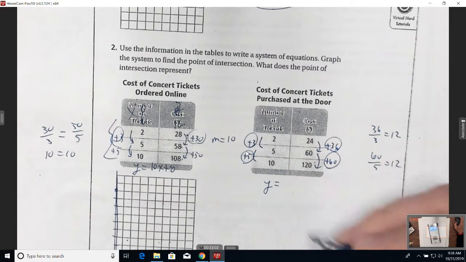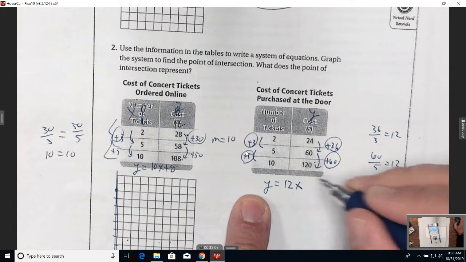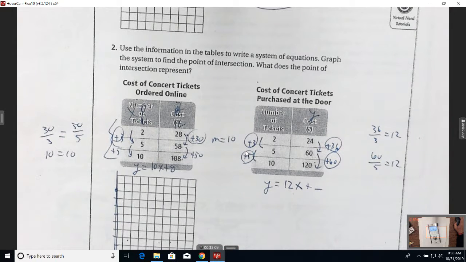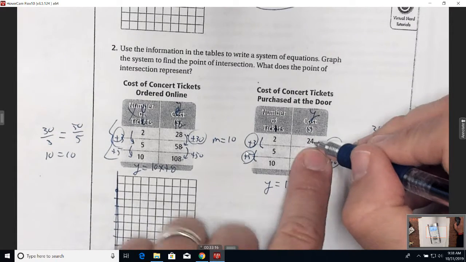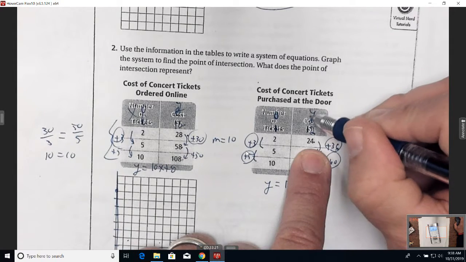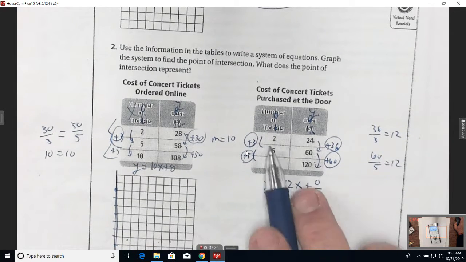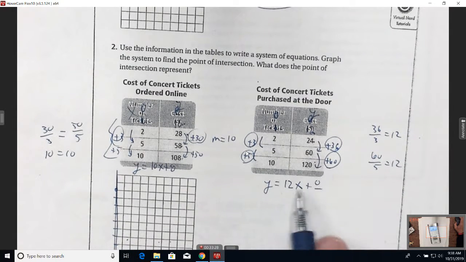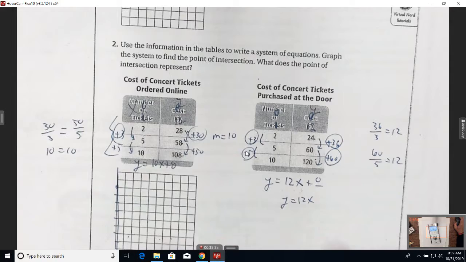So my equation in slope-intercept form, my cost is equal to $12 per ticket plus what would my initial cost be? Well, if I look at the pattern in the table, I can decrease this by 12 each time. So 1 ticket would be $12 less than this, which would be 12. And 0 tickets would be $12 less than that, which is just 0, so it would be 12 plus 0. 2 times 12 is 24. 5 times 12 is 60. 10 times 12 is 120. So this equation is simply 12x, so there's no service charge.